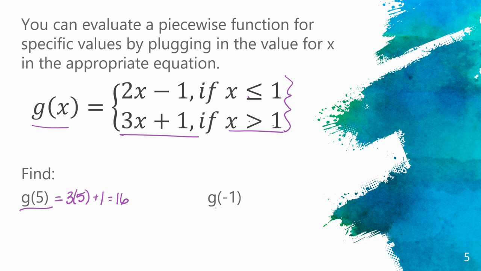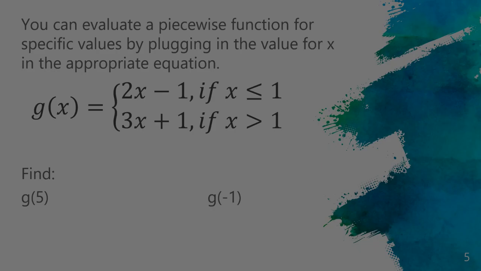Second, I'm being told to do g of negative 1, so I'm going to do the same thing and first figure out where is negative 1. Is negative 1 greater than 1 or less than or equal to 1? Obviously less than or equal to 1, so I'm going to plug it into the 2x minus 1. So I'm going to say 2 times negative 1 plus 1 is negative 1. So g of negative 1 is equal to negative 1. Not too terribly hard if you can figure out which part it applies to.